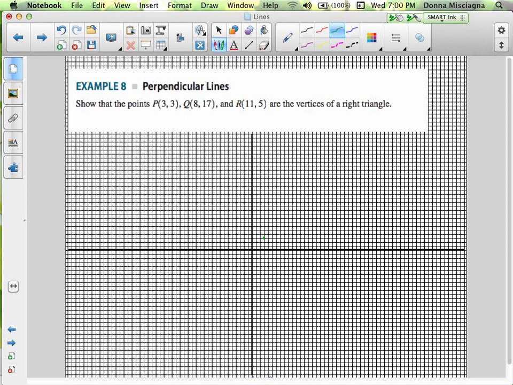Q, which is at (8, 17). 11, 12, 13, 14, 15, 16, 17. Because these points are a little large, I needed to use graph paper as opposed to just a coordinate plane. And then (11, 5). So 8, 9, 10, 11, 1, 2, 3, 4, 5. There we go. All right, so now let's connect those. Let me make sure I label them correctly. So P is (3, 3), (8, 17) is Q, and (11, 5) is R.